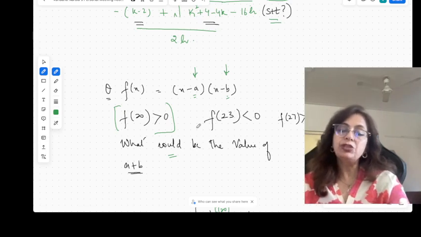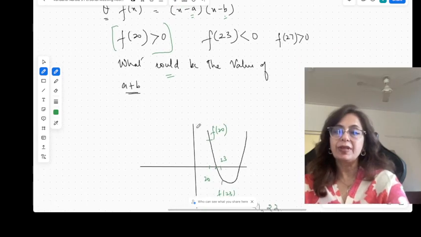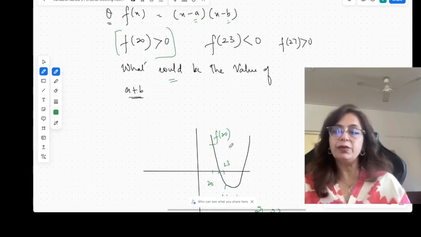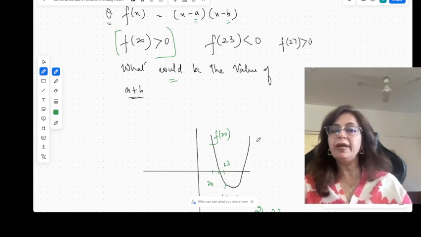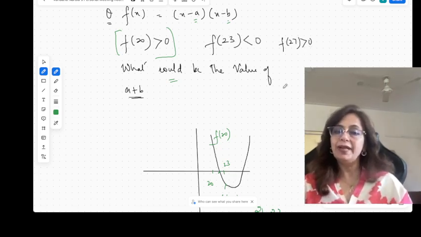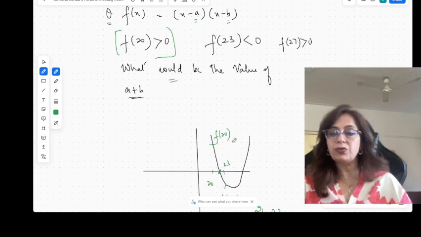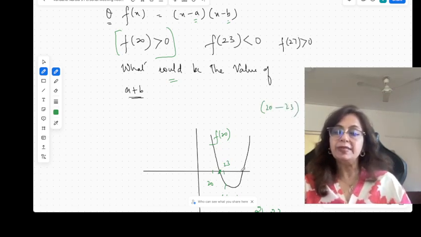What you need to do is just pen it. When I say pen it, just draw the figure. If I say F(20) is greater than 0, it would fall in the first quadrant. F(23) is less than 0, it should fall in the fourth quadrant. And F(27) is greater than 0 would again fall in the first quadrant. Just by looking at this parabola, I see that the first root, or the smaller root here, would lie between 20 and 23. Similarly, the second root would lie between 23 and 27.